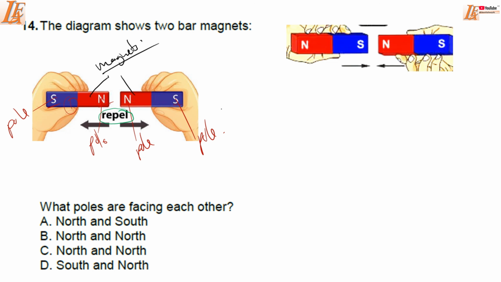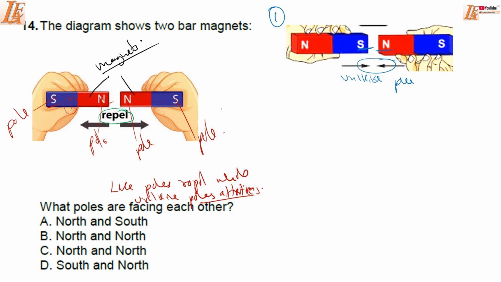For you to answer this question, you must first know what we call the basic law of magnetism. The basic law of magnetism states that like poles repel while unlike poles attract. So if you have two unlike poles, they will attract, and if you have two like poles, they will repel. Like in this case on the screen, in our first diagram here, we have south pole close to north pole, so these are unlike poles. So in this case they will attract.